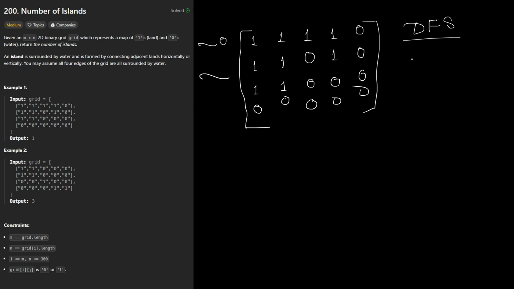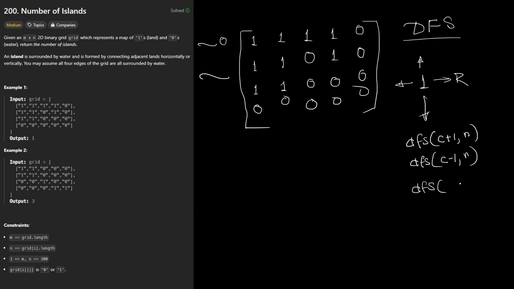Now one more thing to understand is in how many directions I can traverse. Let's say there is a 1, I can go one row up, I can go on the left side, I can go downward, and I can go on the right. So the traversing would be DFS c plus 1 row, DFS c minus 1 row, DFS r plus 1, DFS r minus 1.